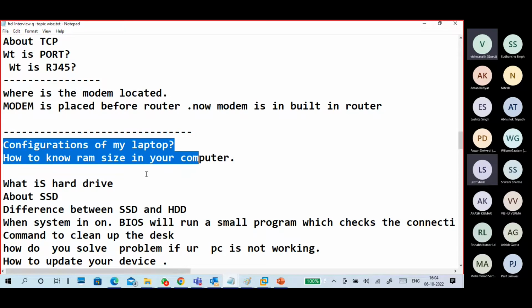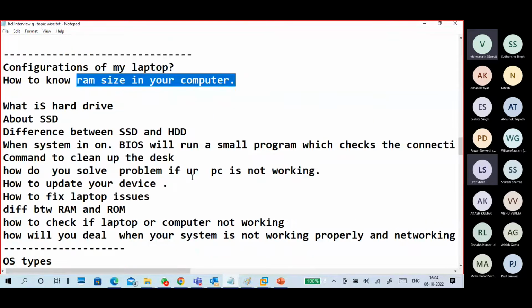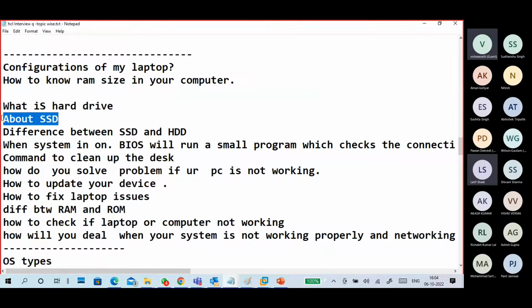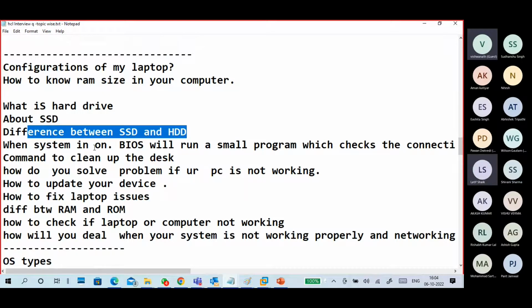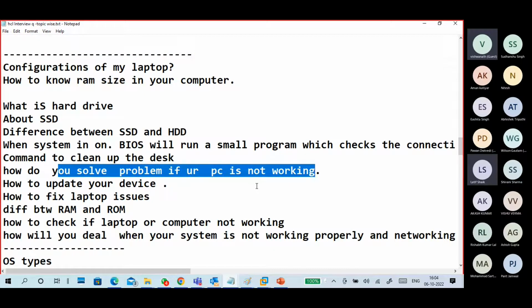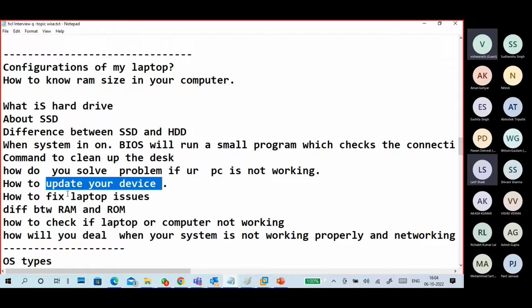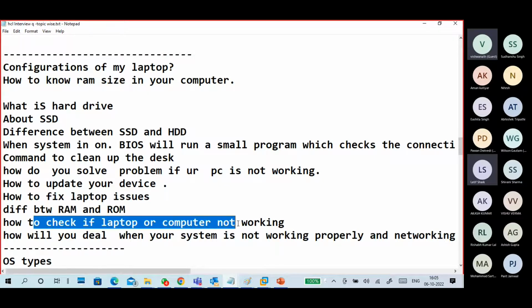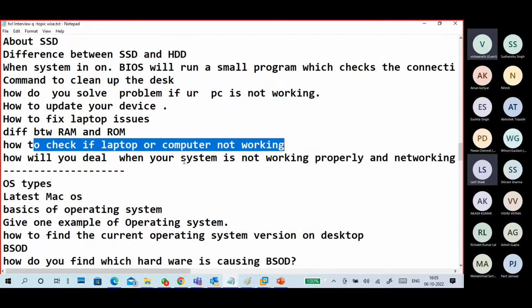Configuration of my laptop, how do you know the RAM size of your computer, what is hard drive, what is SSD, what is the difference between SSD and hard disk, what is BIOS, how to clean up the disk. Okay, how do you solve the problem if your PC is not working, update your devices, fix laptop issues, RAM and ROM differences. How do you check if a laptop or a computer is not working? How do you deal when your PC is not working properly and networking?